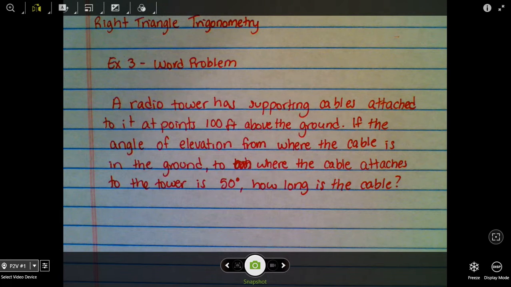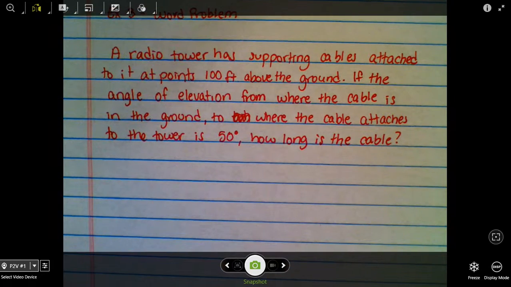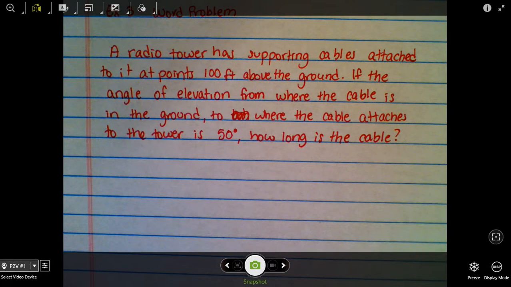Okay, we're going to do a word problem now using some right triangle trigonometry, sine, cosine, and tangent. And here's our situation. A radio tower has supporting cables attached to it at points 100 feet above the ground. If the angle of elevation from where the cable is in the ground to where the cable attaches to the tower is 50 degrees, how long is the cable?